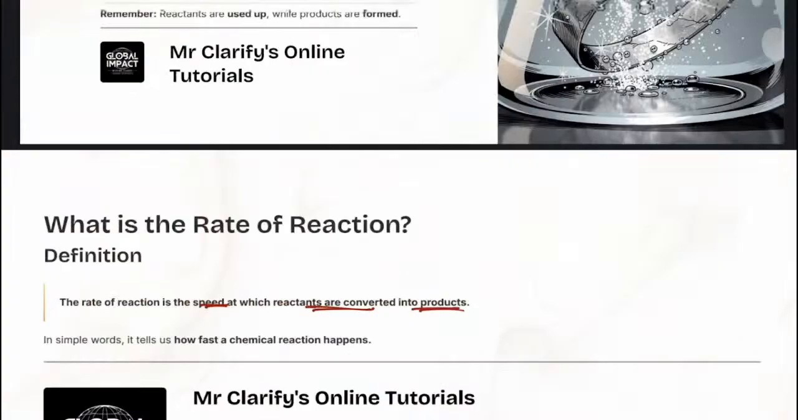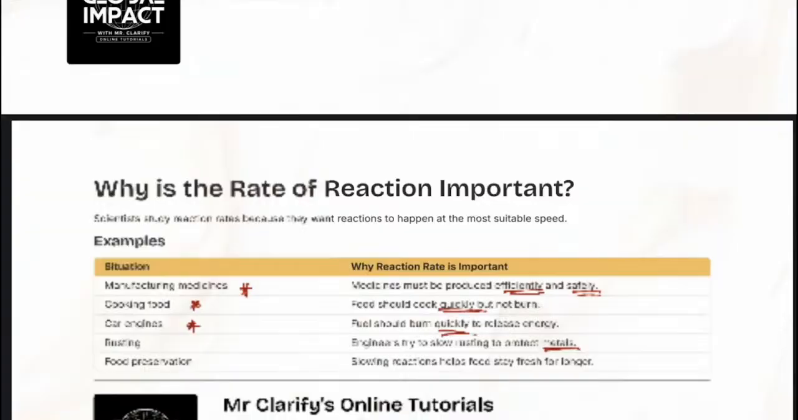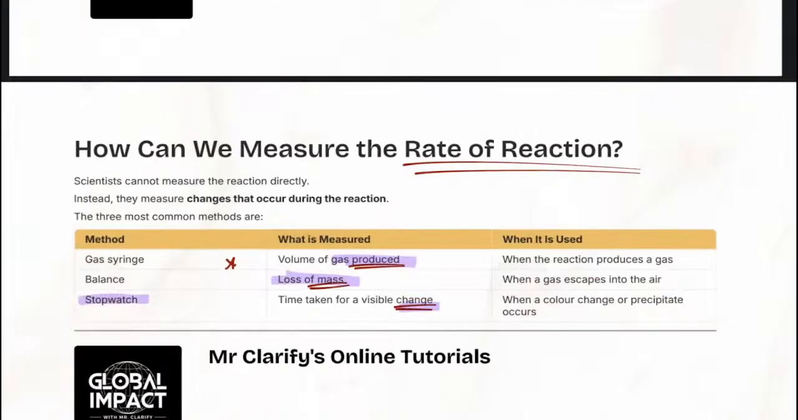What is rate of reaction? Why is it important to know the rate and all this? Okay, fine. Well done. You now know those things. But that's not the main thing. The main thing is what we are doing now, which is how do you measure the rate? What methods do you have? Gas syringe and balance and stopwatch. 3 methods. All 3 work.